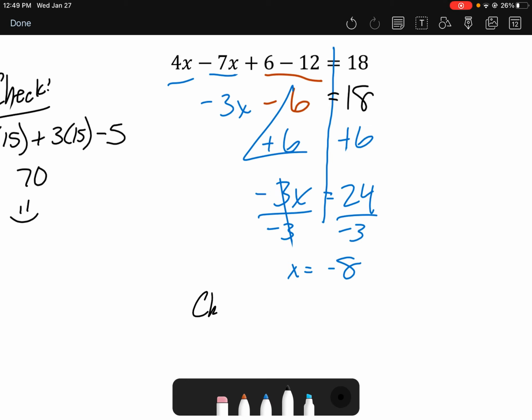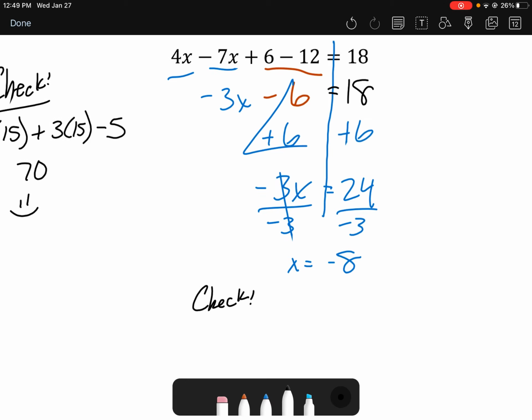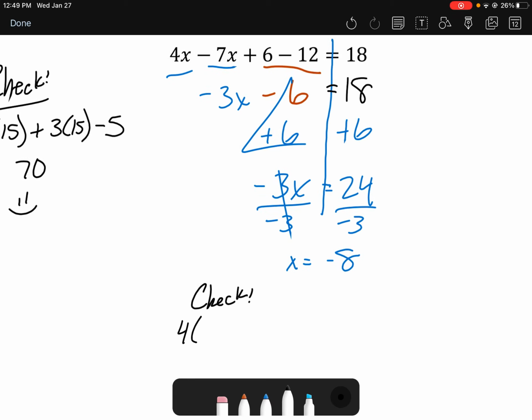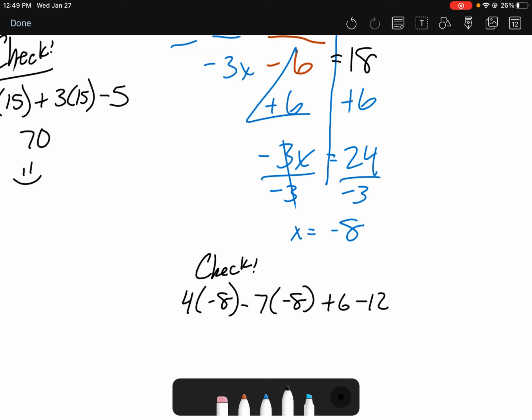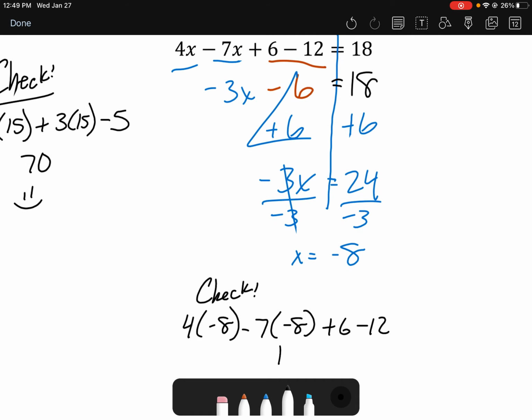Of course, I do need the checky check. I have 4x, or 4 times -8, minus 7x, or 7 times -8, plus 6 minus 12, and I want that to equal 18 at the end. I plug that into my calculator. Oh yeah, it does equal 18. So that's the correct solution.